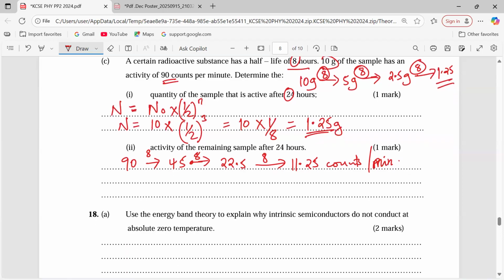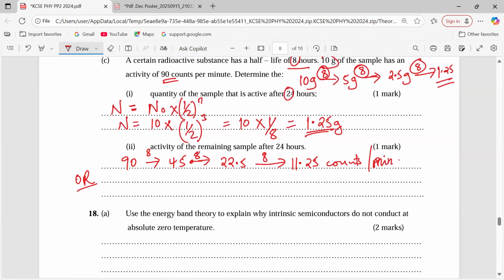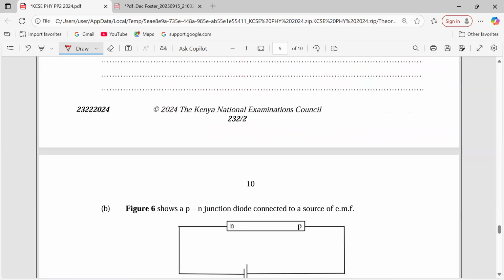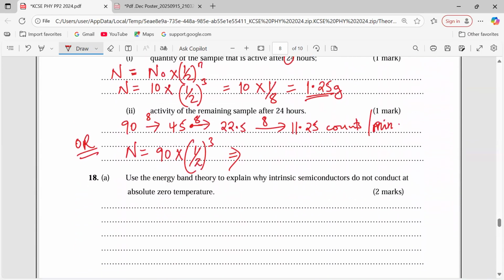Counts per minute. Remember, this can also be done using the formula, whereby the remaining counts shall be 90 times half raised to the power of 3. And this shall give us exactly 11.25 counts per minute. So that's it.